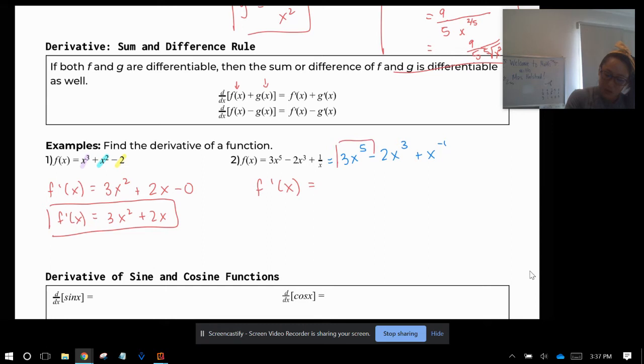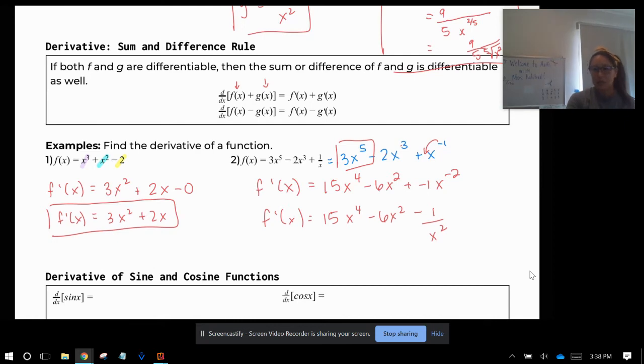Okay, so I'm going to take f prime of x is equal to, we're going to apply the power rule to 3x to the 5th power, so 15x to the 4th. The next term, 2 times 3 is negative 6x. Reduce the power to 2, plus, we're going to multiply by negative 1. And then we get x to the negative 2. So rewrite this, f prime of x is equal to 15x to the 4th minus 6x squared minus 1 over x squared. So bringing that x down to the denominator.